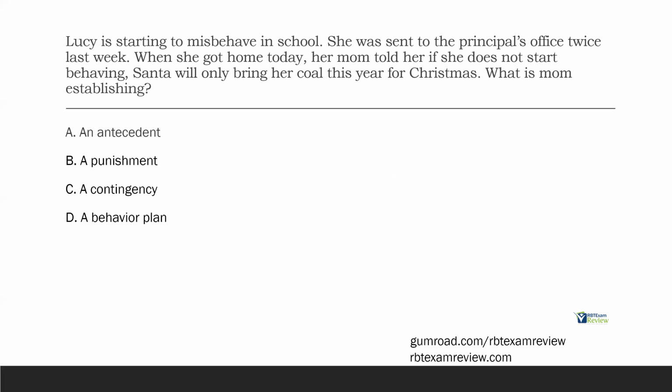What about a contingency? Well, what's a contingency? A contingency is an if-then statement. Lucy's mom says, if you do not behave, Santa will then bring you coal. That is an if-then statement. Lucy's mom is establishing a contingency. And then D, a behavior plan. Maybe this is part of a behavior plan, but there's no comprehensive behavior plan here, okay? This is simply one small piece of an intervention. It's simply a contingency to try to encourage Lucy to behave at school.